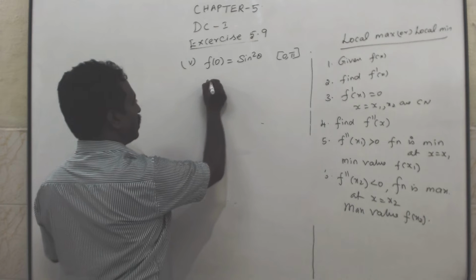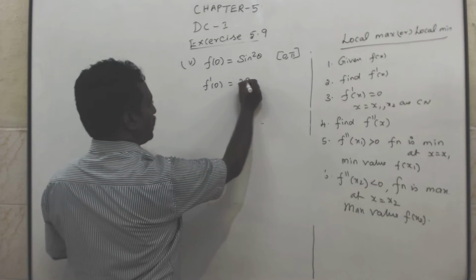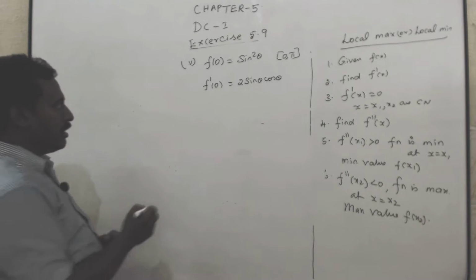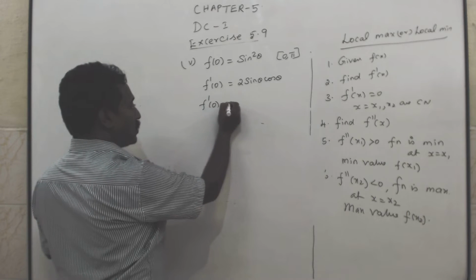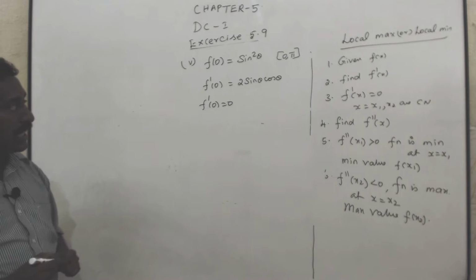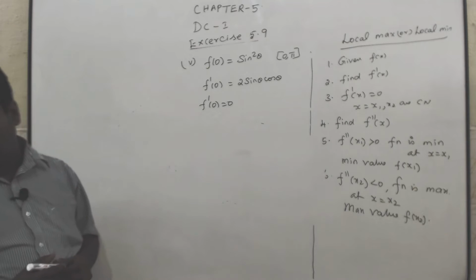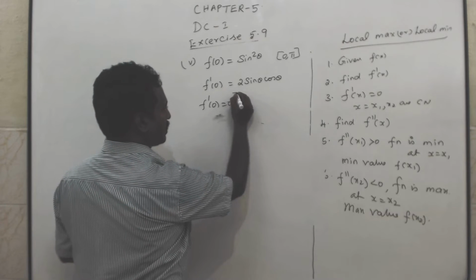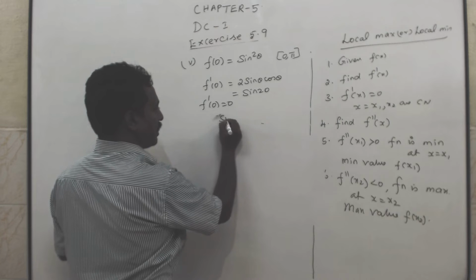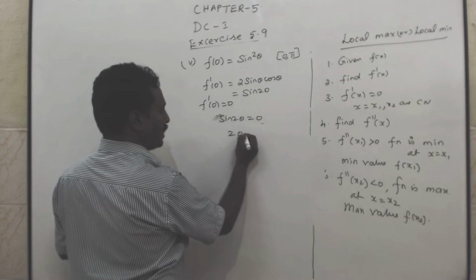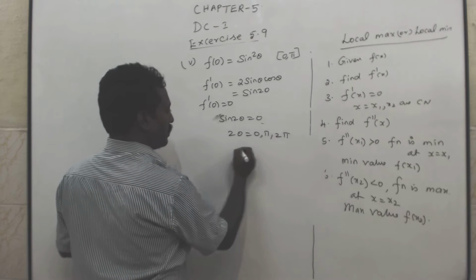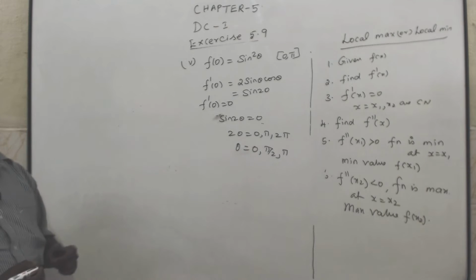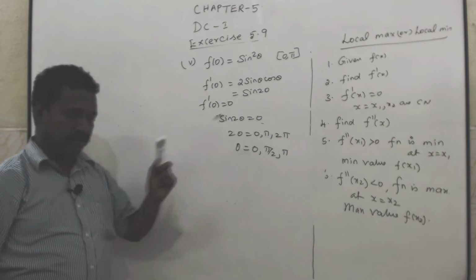Then f dash of theta is 2 sine theta, and the differentiation of sine theta is cos theta. Put f dash of theta equal to 0. 2 sine theta cos theta means sine 2 theta equal to 0. Write one more step: sine 2 theta equal to 0 means 2 theta equal to 0, pi, so theta equal to 0, pi by 2, pi. These are concepts we already studied, so no need to explain.